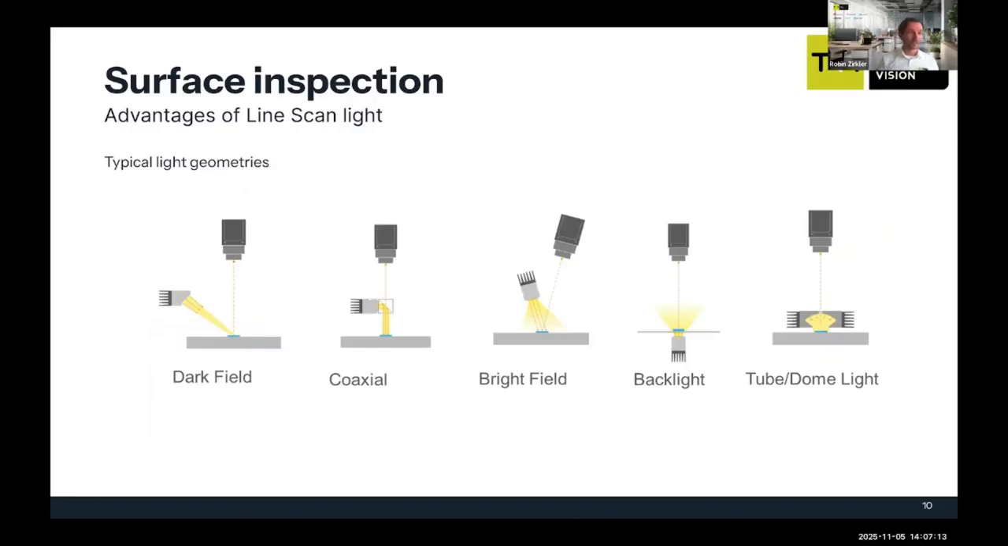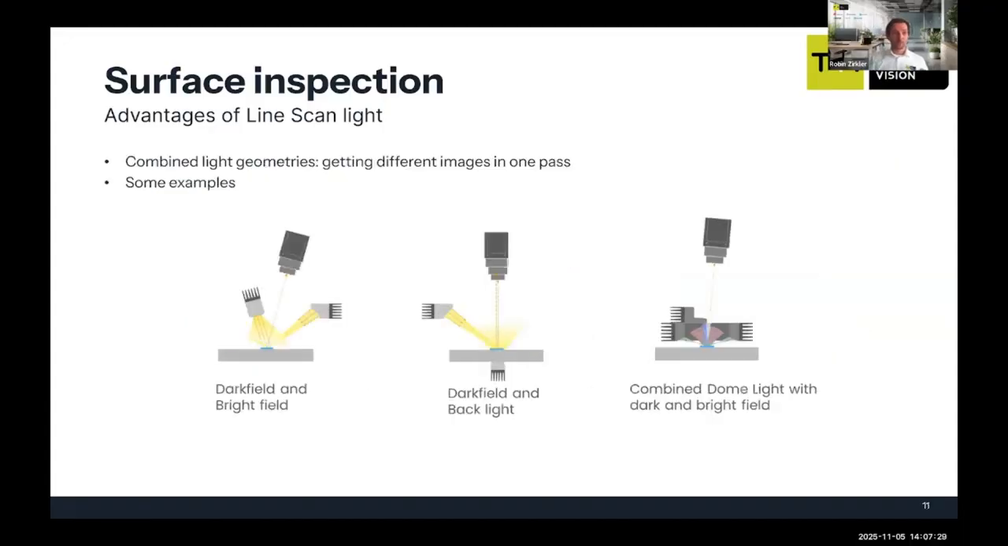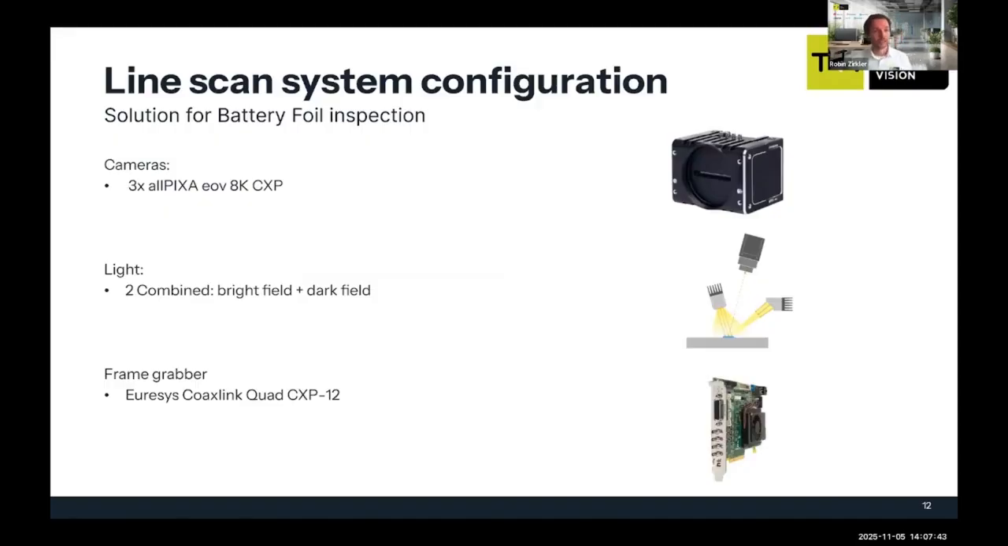So what are some typical light geometries? Here you can see we have a dark field light geometry, coaxial, bright field, backlight, or dome light. And we can also have some combinations of a dark field and a bright field, or a dark field and a backlight, or a combined tube light, where we combine a dark field and a bright field light. So today, I want to present the solution for battery foil inspection.